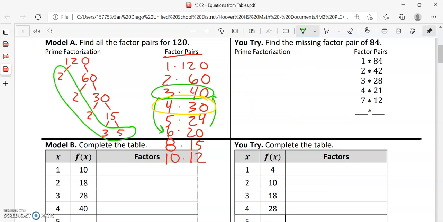your prime factorization list. Another kind of interesting thing is if you multiply all these numbers in my green, you will get 120. 2 times 2 is 4, times 2 is 8, times 3 is 24, and 24 times 5, as we know from over here, does equal 120.